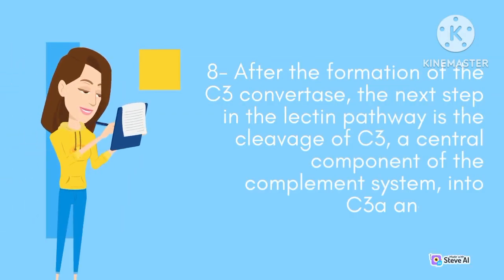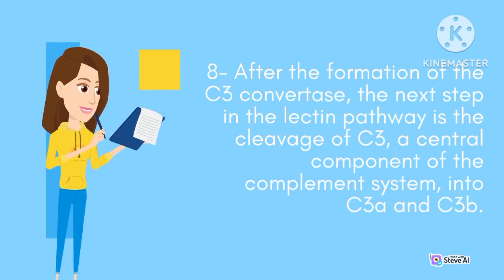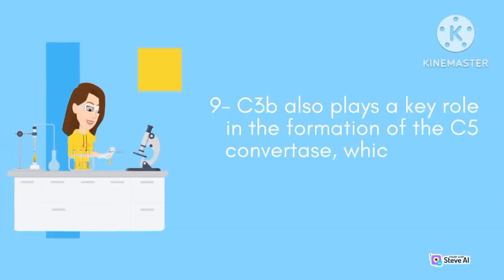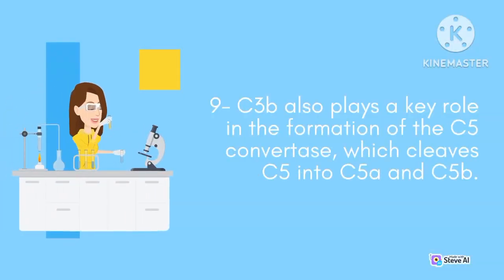8. After the formation of the C3 convertase, the next step in the lectin pathway is the cleavage of C3, a central component of the complement system, into C3a and C3b. 9. C3b also plays a key role in the formation of the C5 convertase, which cleaves C5 into C5a and C5b.